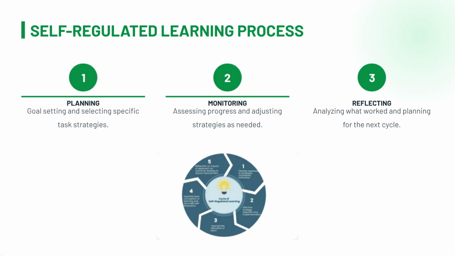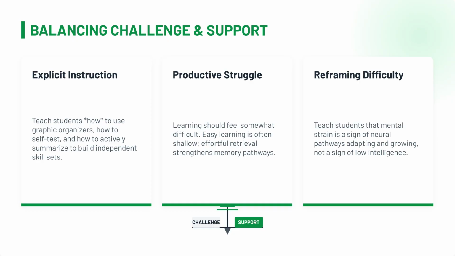This process involves students actively planning their goals, monitoring their progress, and reflecting on what worked for the next cycle of learning. To balance challenge and support, use explicit instruction to teach students metacognitive skills like self-testing. Encourage productive struggle, reminding students that effortful retrieval strengthens memory. Reframe difficulty as a sign of neural growth.